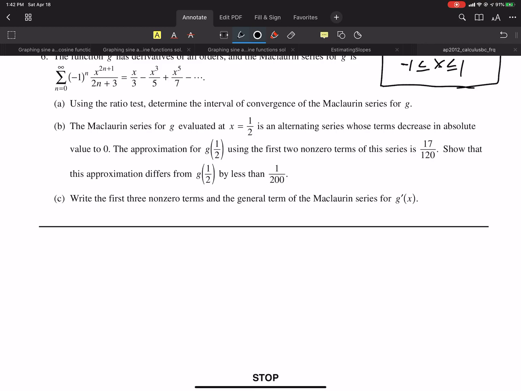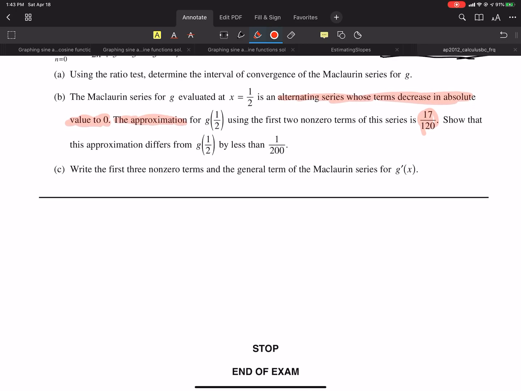So part B, we're going to use the series they gave us at 1/2, and they tell us, this is important, this is an alternating series whose terms decrease in absolute value to 0. So that's given. And then the approximation is, this is the approximation using our series, two first terms. Show that this approximation differs from the actual value by less than 1/200. So let's go through the steps.